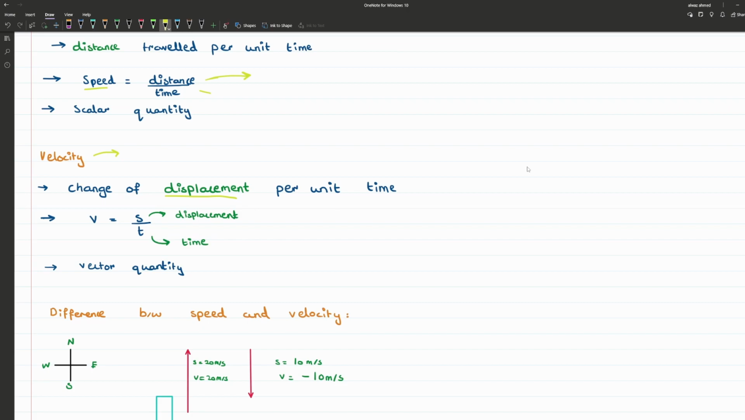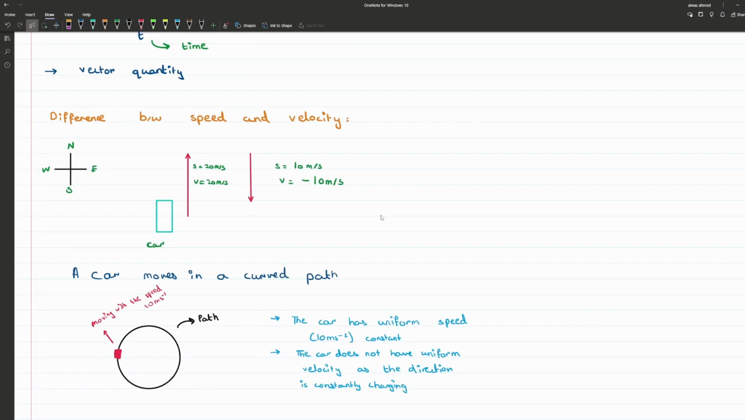Now in this case, displacement is denoted using s, so don't get confused. Okay, this s represents displacement. Now velocity is a vector quantity, which means that it has a magnitude and a direction. So let's look at the difference between speed and velocity.